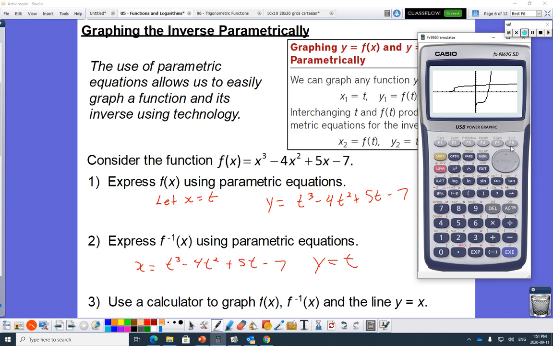Then this one's got to be a t again. Yeah, because we changed the roles of x and y. So the first set of parametric equations was x equals t, y equals t cubed, and so on. Then the second set is the other way around, which for finding inverses parametrically is real nice. You just reverse the roles. Yeah, you need both for parametric.